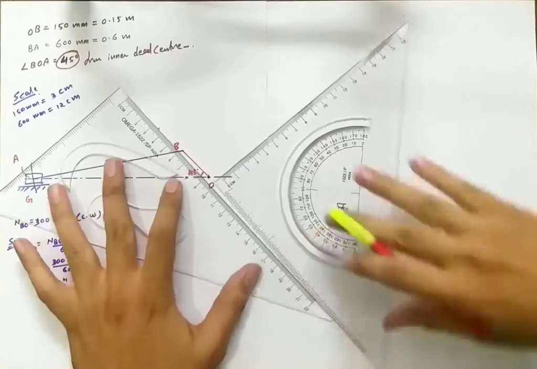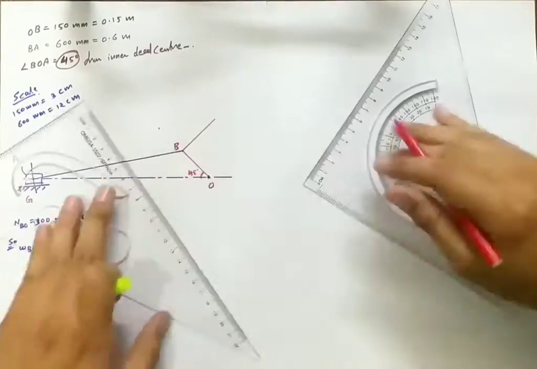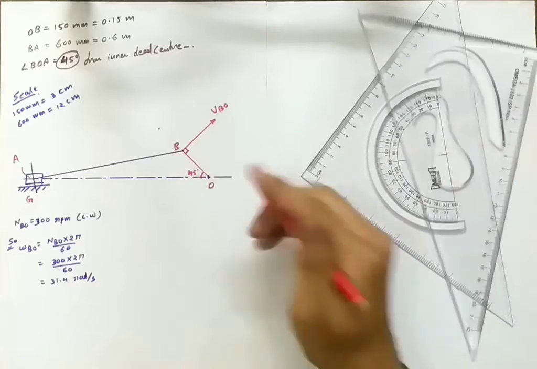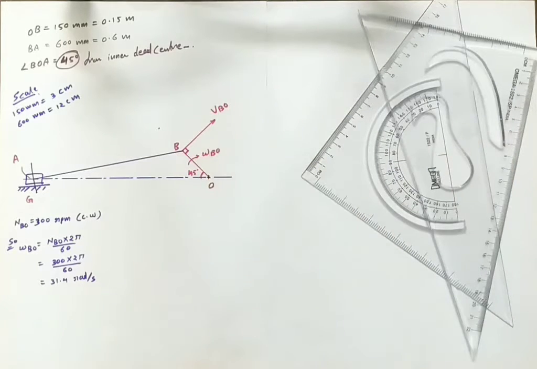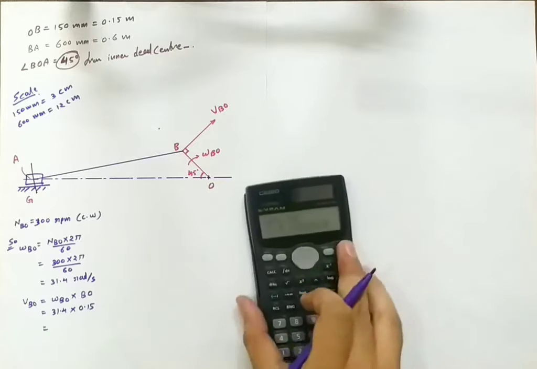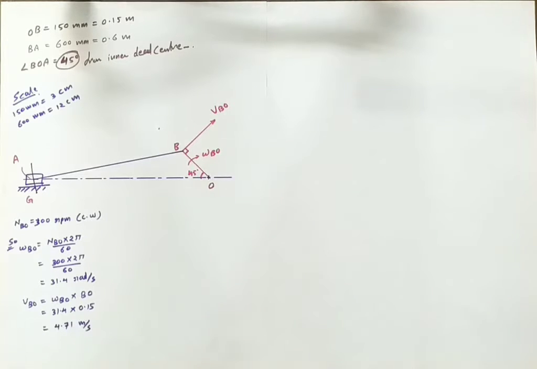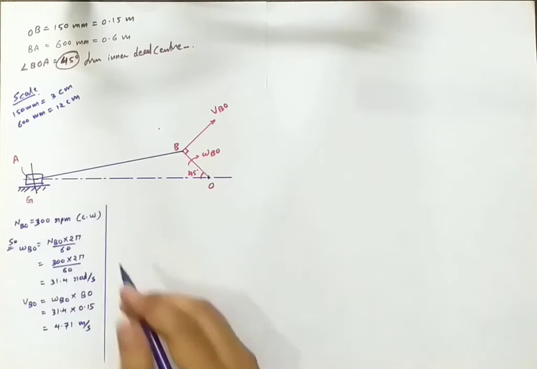Now as we got the angular velocity, we can find out the velocity of the link BO. By multiplying angular velocity and length of the link, we can find out the velocity of link BO, that is omega BO into BO. So this is equal to 4.71 meter per second. So we have velocity of input link, also the direction.